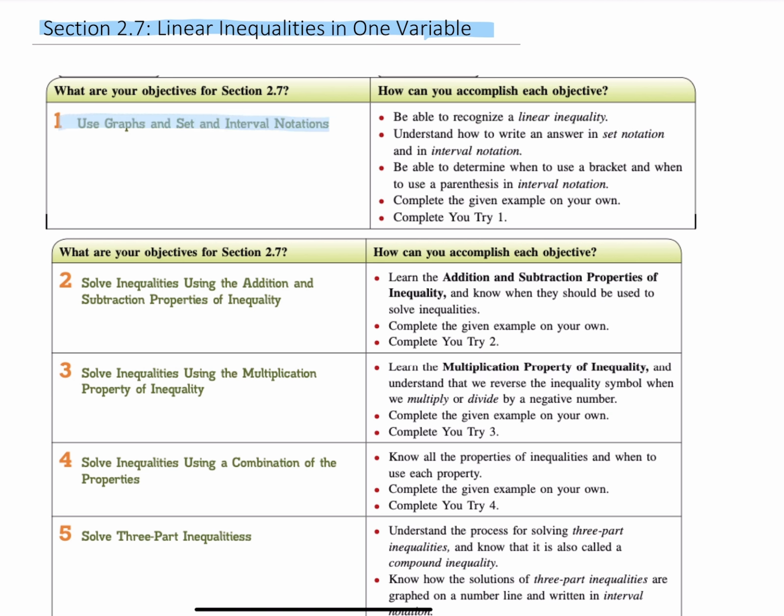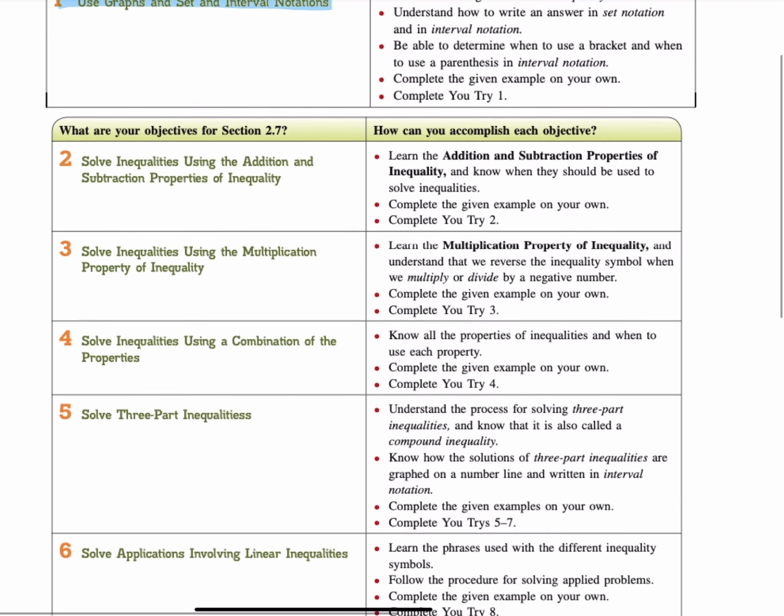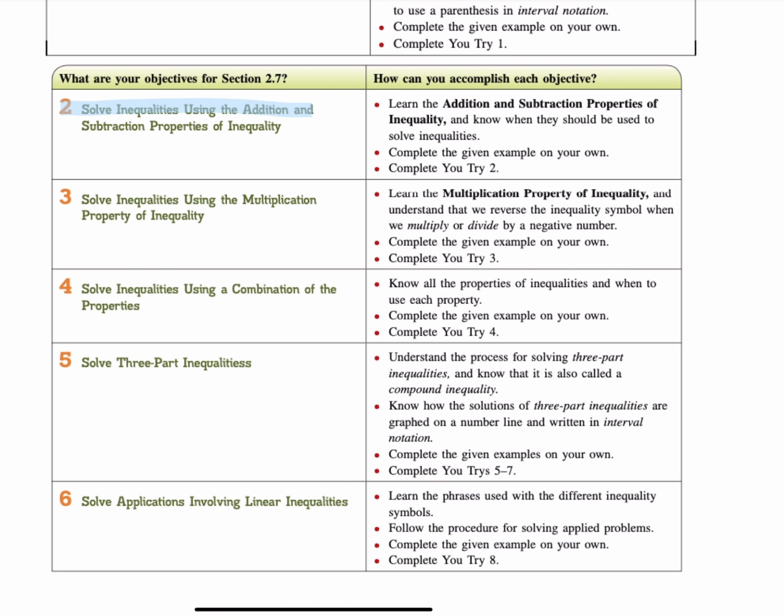We worked with graphing and using set and interval notation. We saw that you can add to both sides and subtract to both sides of an inequality, same with multiplication and division. And we combined those all together. We did three-part inequalities, and then we saw an application question involving linear inequalities.